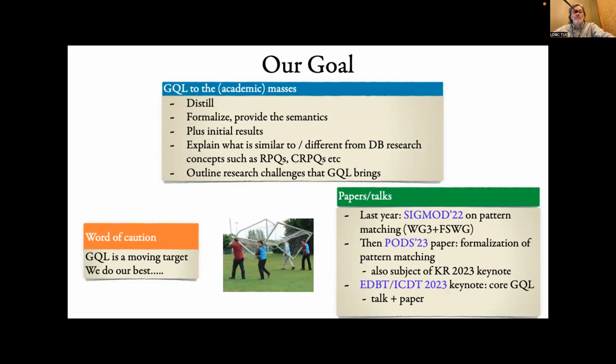And also there was a joint LDBC ICDT keynote in which I presented the formalization of GQL, plus there was an accompanying paper in the ICDT proceedings so that people could actually look at that and work on it.